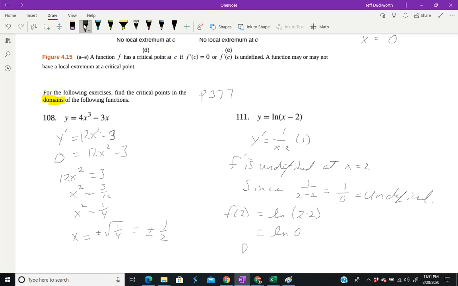So the domain of ln of x is 0 to infinity. So there is no solution to this, or at least no critical values. So no critical points for this problem.